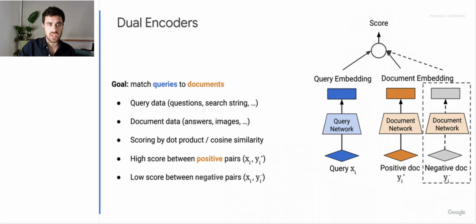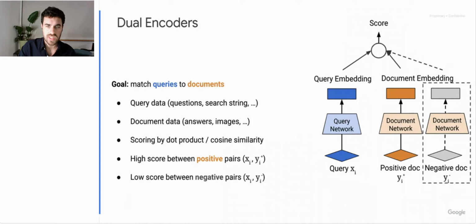In this work, we study dual encoders and training dual encoder models. In dual encoders, the goal is to learn a model that can match queries to documents. The query data can be a question, or it could be a string used to search a database. The document data could be actual documents, but can also be passages that contain the answer to questions or images in a database. Query data gets embedded by the query network, and document data gets embedded by the document network.